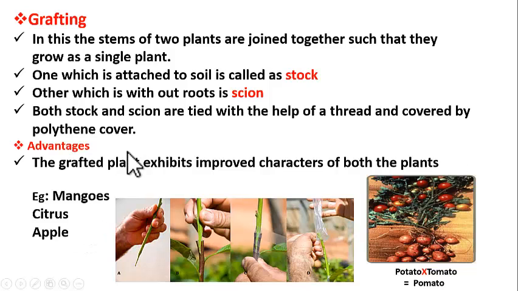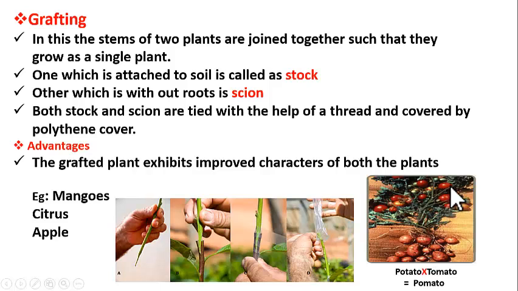However, this process can also be used among different species of same genus or sometimes different genus of same family. Such an example is pomato. Last year you studied about this pomato plant, right? Yes. So pomato is a plant that is the product of grafting between potato and tomato. So when potato plants are grafted with tomato, what we get is pomato. This pomato plant produces both potatoes and tomatoes. Potatoes are produced underground and tomatoes aerially.